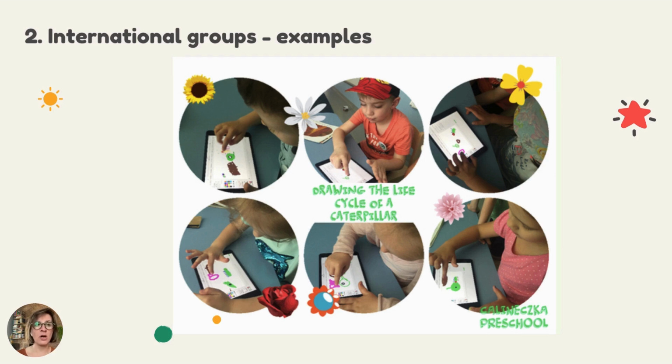So, for example, all group members from Poland were drawing an egg. Then all group members from Greece were drawing a caterpillar. From Spain, a cocoon. From Armenia, a butterfly. And in that way, having 4 members, each from a different country, in one international group, we managed to draw internationally collaborative life cycles of the caterpillars.